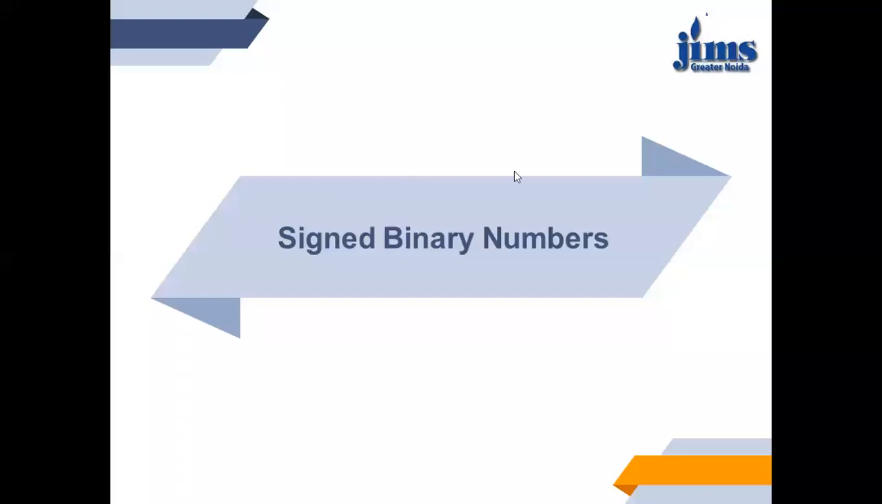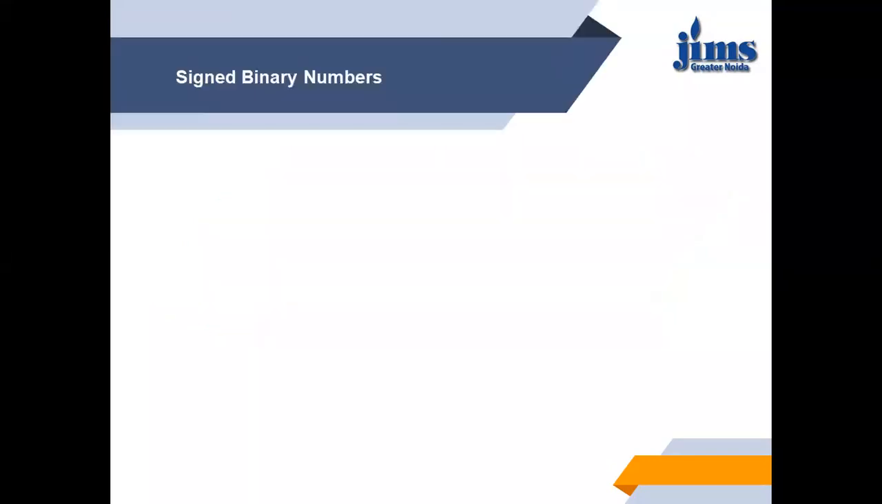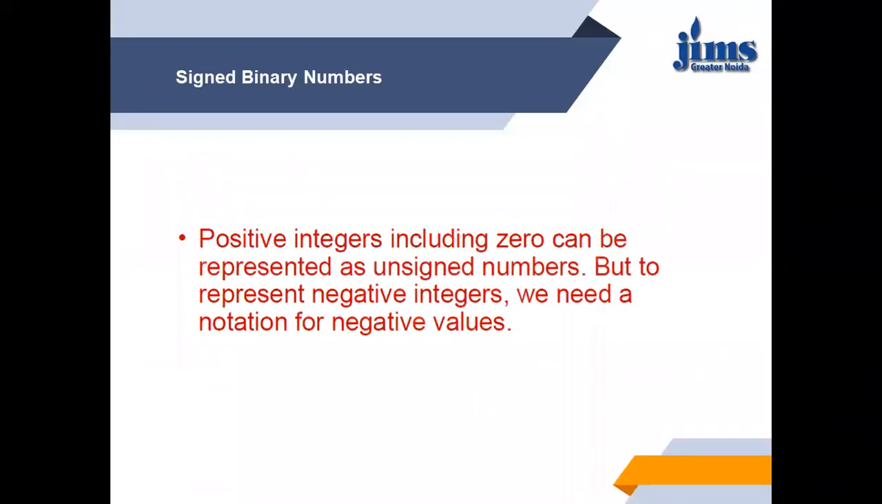So 5 is represented as 101. We never discuss what its sign is. We talk only about the magnitude. Now in today's lecture, we are going to discuss how to represent a number when it has a sign, and that representation is known as signed binary numbers. So let us discuss what signed binary numbers are.